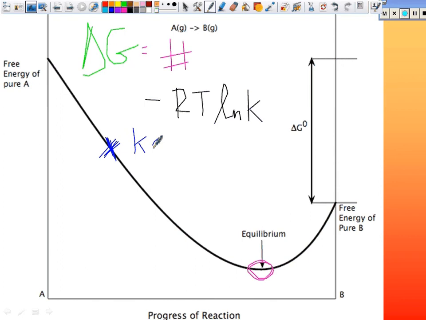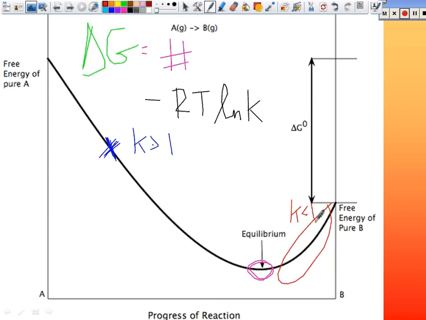K is greater than 1 because what way is it still wanting to proceed? It's still wanting to proceed forward, right? Well, what happens when you go beyond equilibrium? It's in the reverse. So you can know equilibrium at any point on this graph because of the value of delta G. And you can know where that relates to the point of equilibrium.